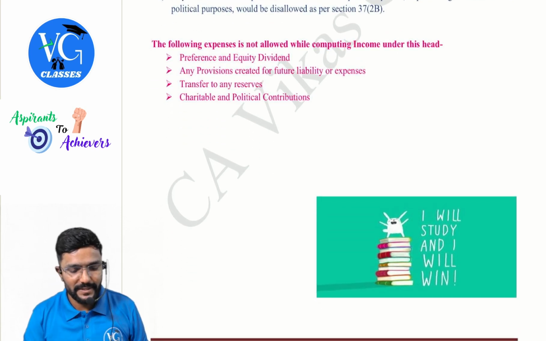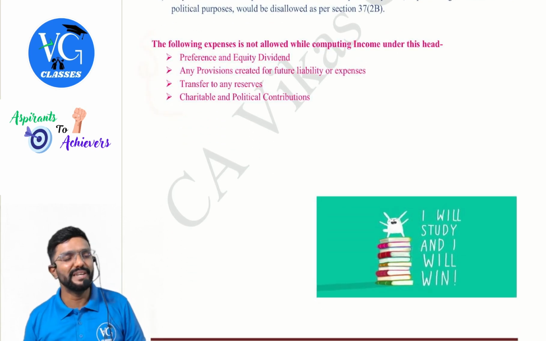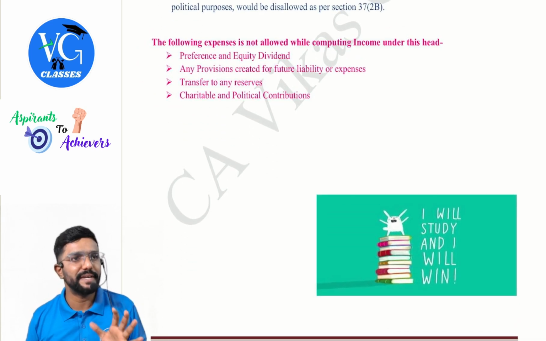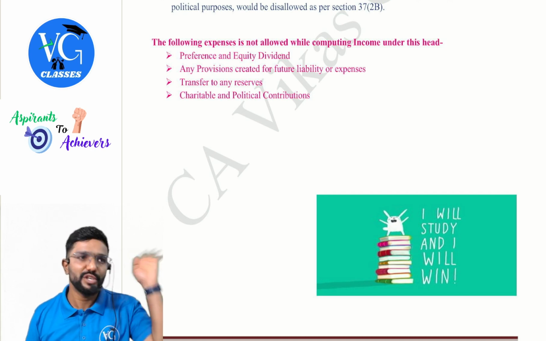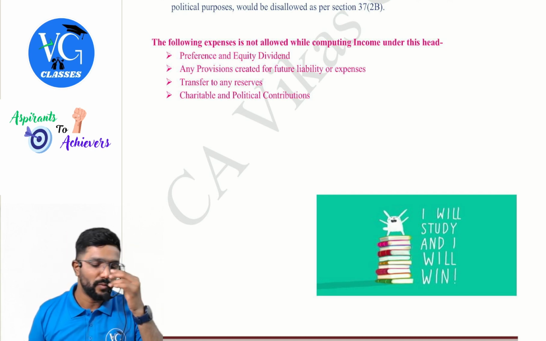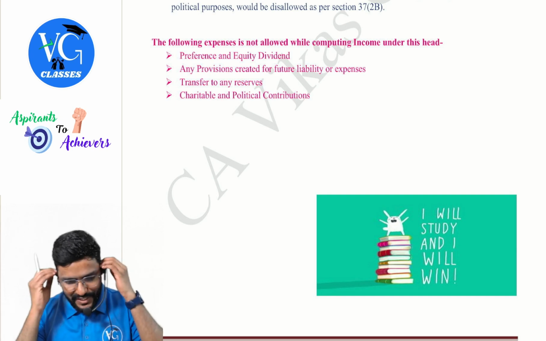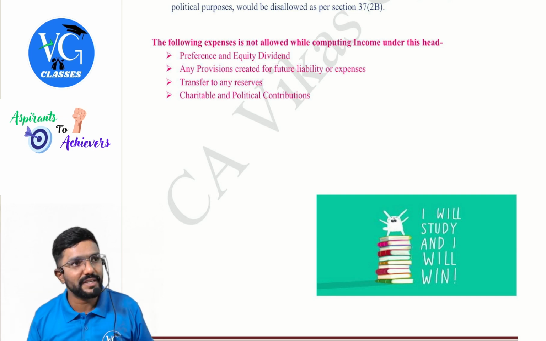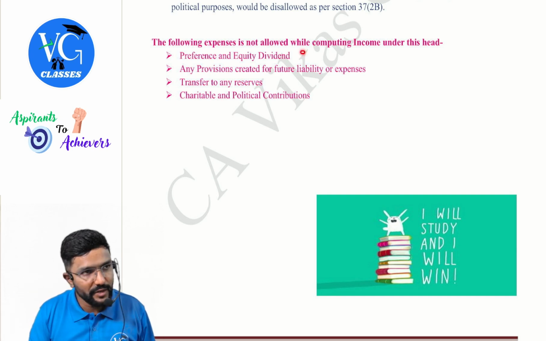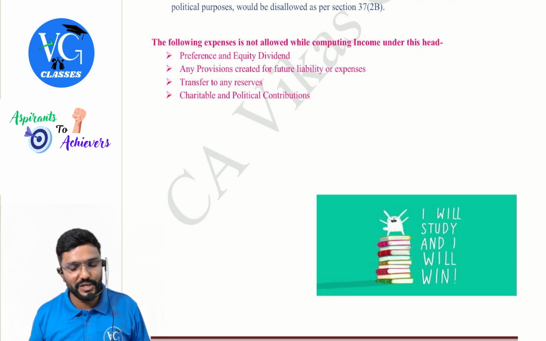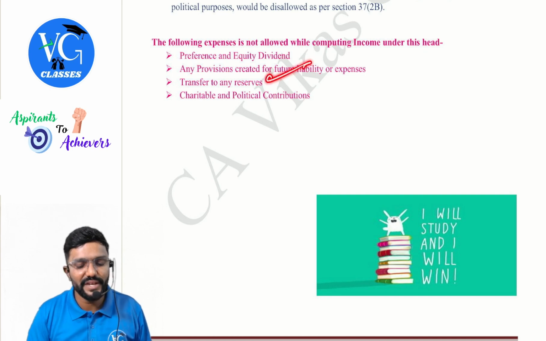Okay. Then guys, this point is actually nowhere given openly in the law, but I have given it here because the following expenditure is actually not allowed under income tax law. What are those, sir? The following expenses are not allowed while computing income under this head. Preference or equity dividend, because it is appropriation of profit. Any provision created for future liability or expenses, then transferred to any reserves.